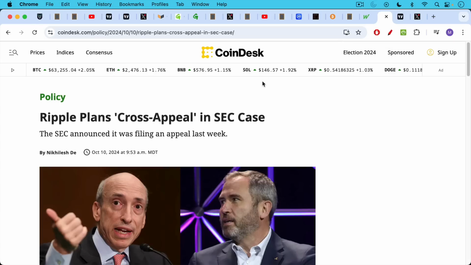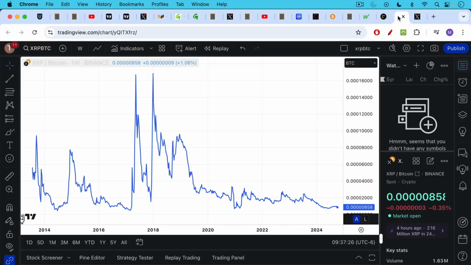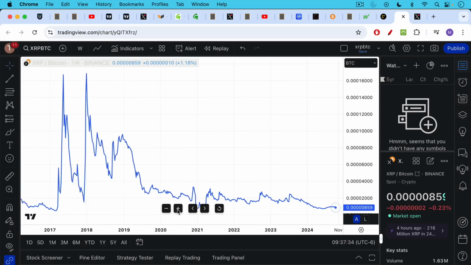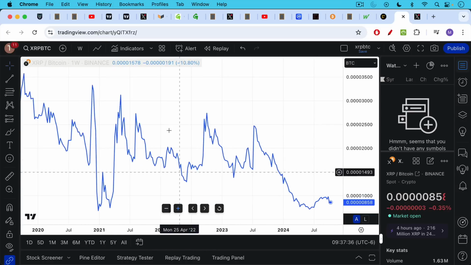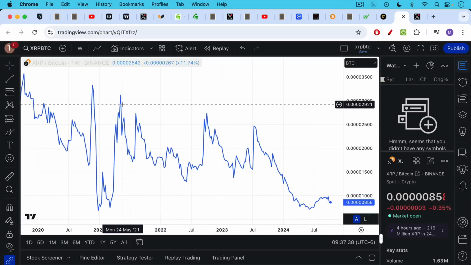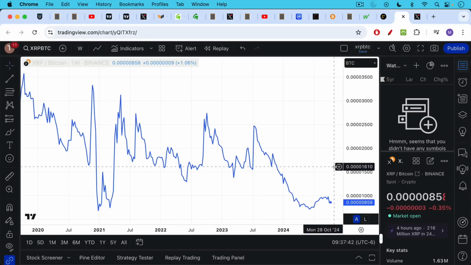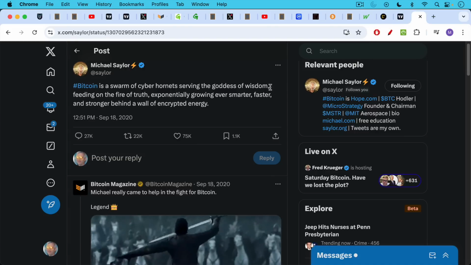The SEC is now cross appealing, or the SEC is appealing, and then Ripple is planning to cross appeal. It's just a bunch of legal drama that doesn't matter. We can see here XRP continuing to bleed out against Bitcoin. Even after their legal victory, if we scroll in here, we can see the spikes that happened when Ripple had various legal victories against the SEC. But it hasn't mattered. They've continued to bleed out and are hitting new lows as we speak.